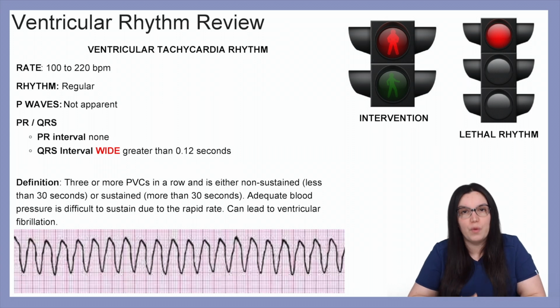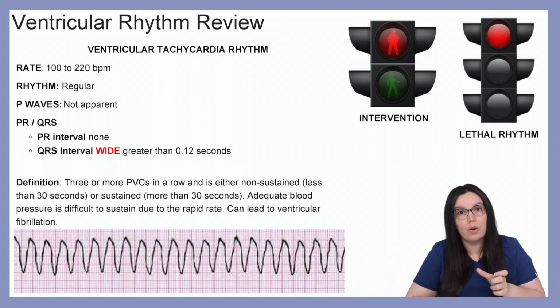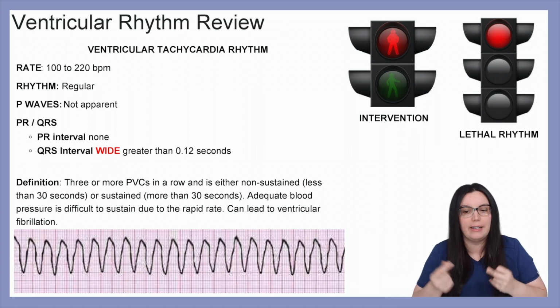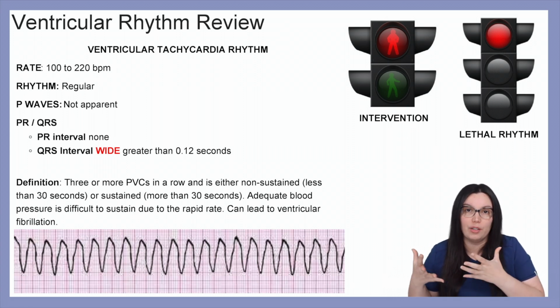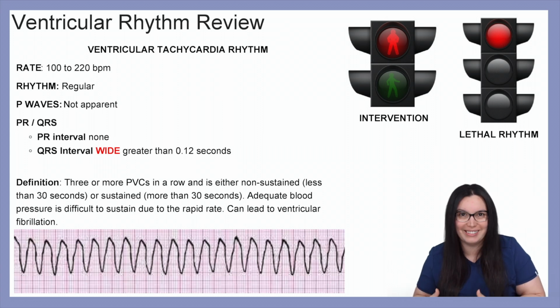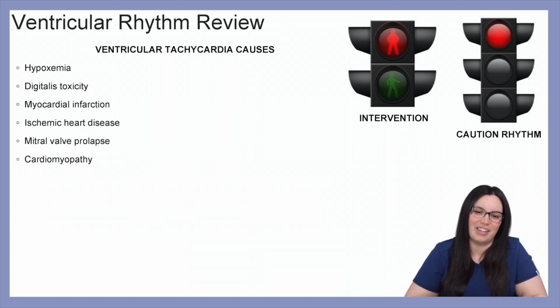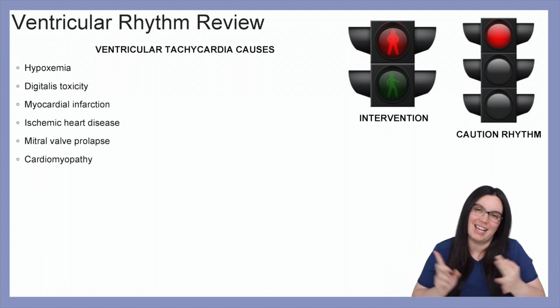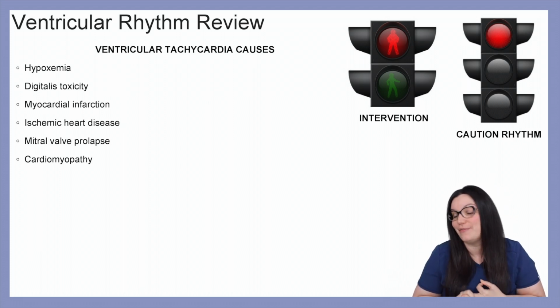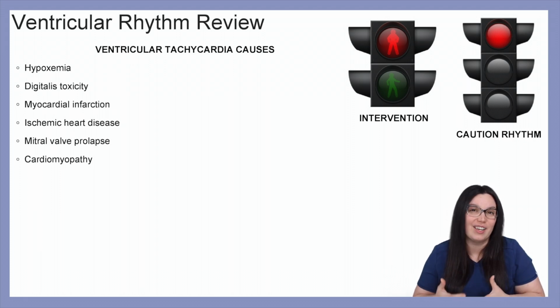The definition for ventricular tachycardia is 3 or more PVCs in a row that is either non-sustained, less than 30 seconds, or sustained, more than 30 seconds. Adequate blood pressure is difficult to sustain due to that rapid firing and can lead to ventricular fibrillation if it's not treated. So causes for ventricular tachycardia include hypoxemia, digitalis toxicity, myocardial infarction, ischemic heart disease, mitral valve prolapse, and cardiomyopathy.